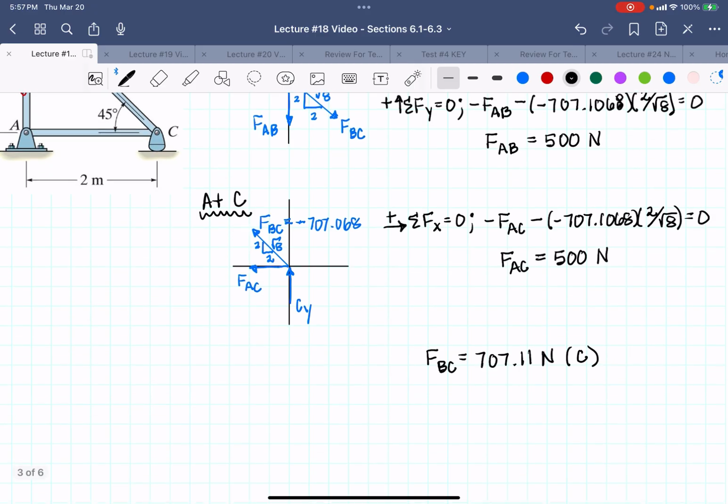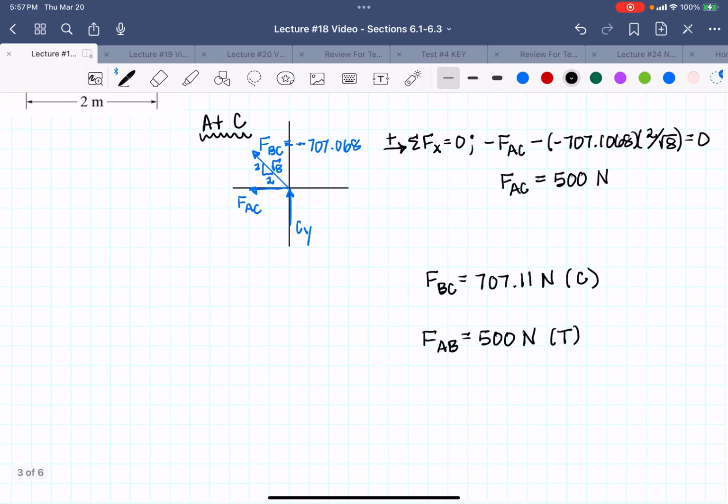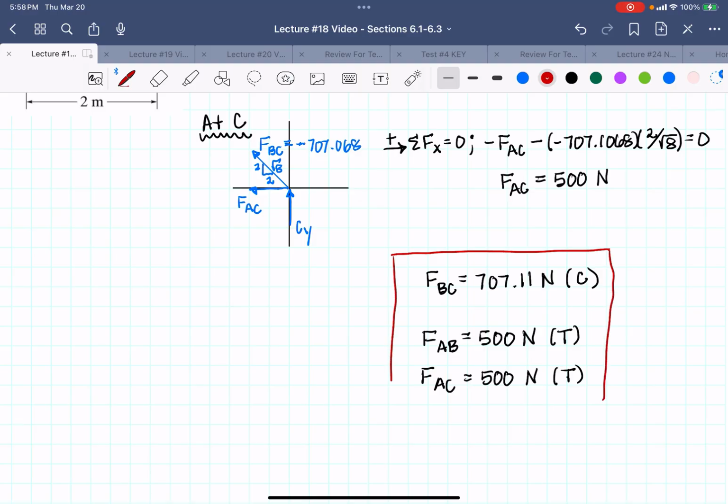We solved for FAB, and we got 500 newtons, and it was positive, so it is in tension. We also solved for FAC, which was also equal to 500 newtons, and it was positive, so it is also in tension. So this is how I would express my answers, and I will box them so they can be easily seen.